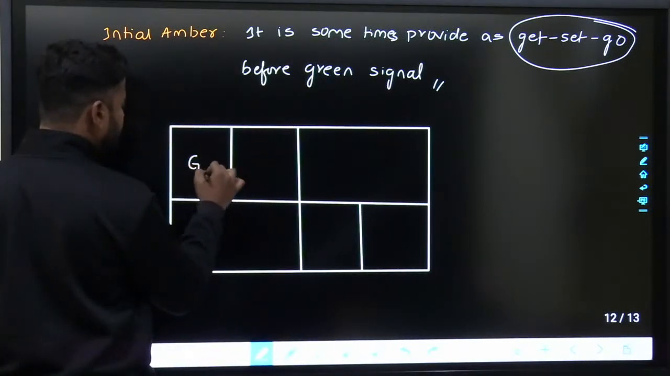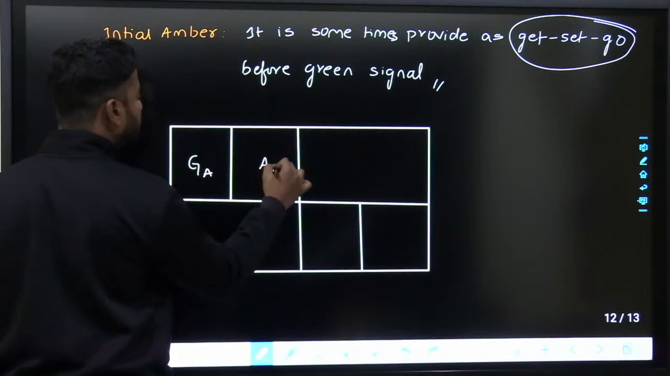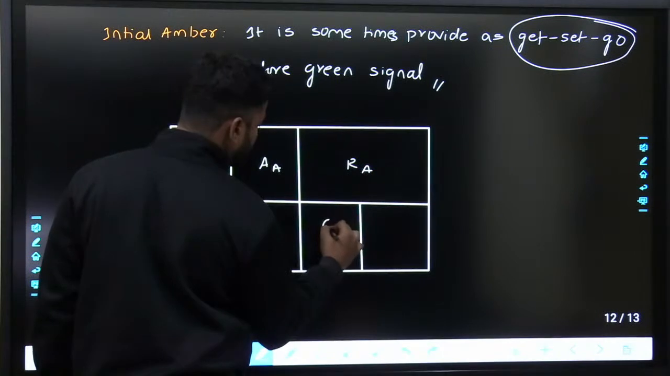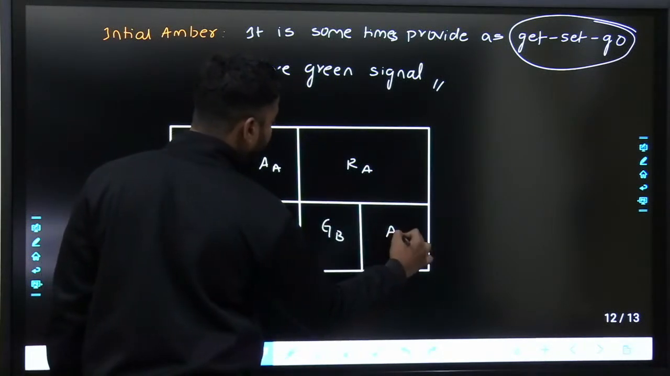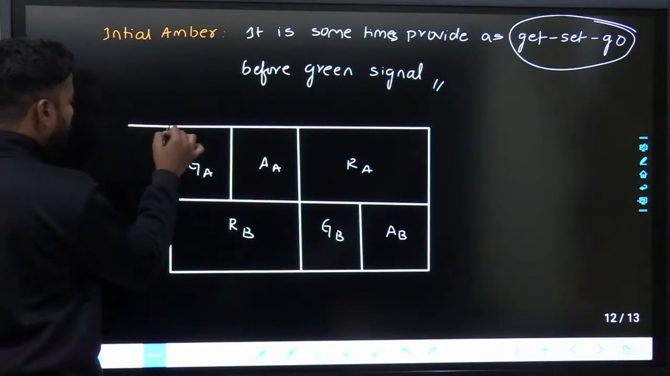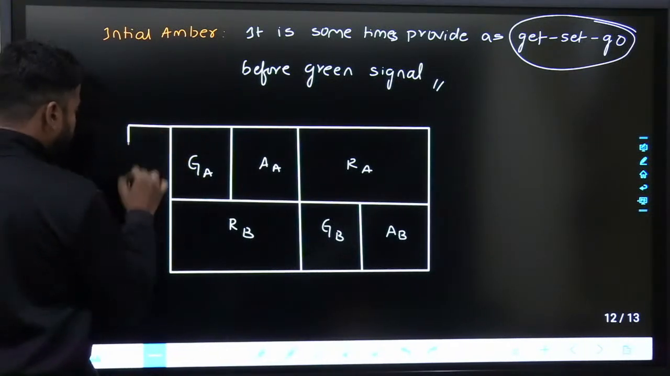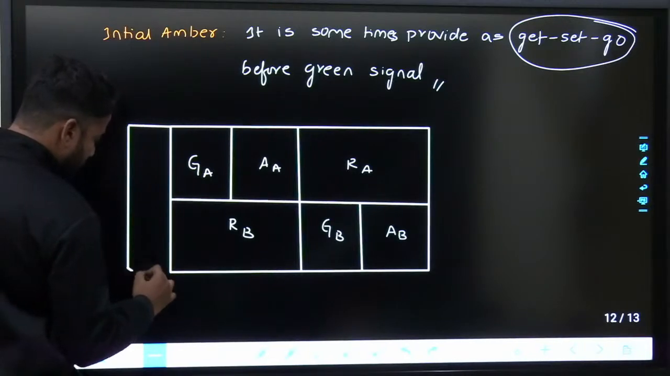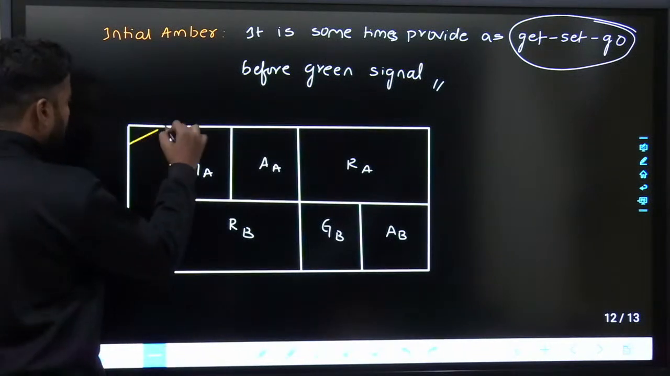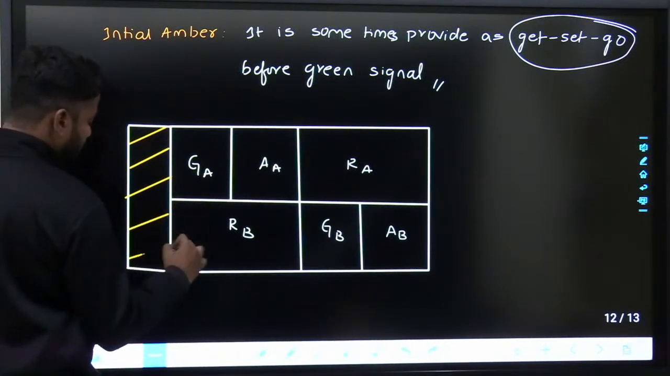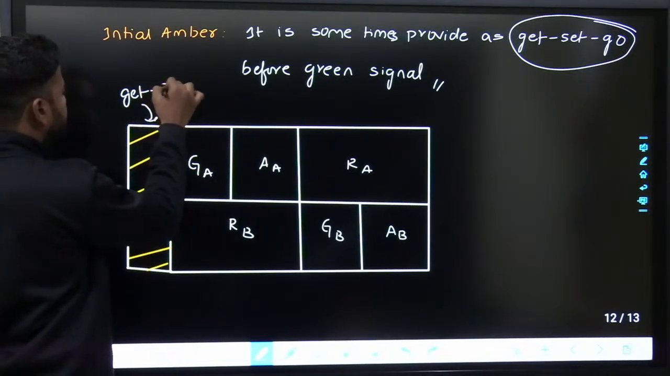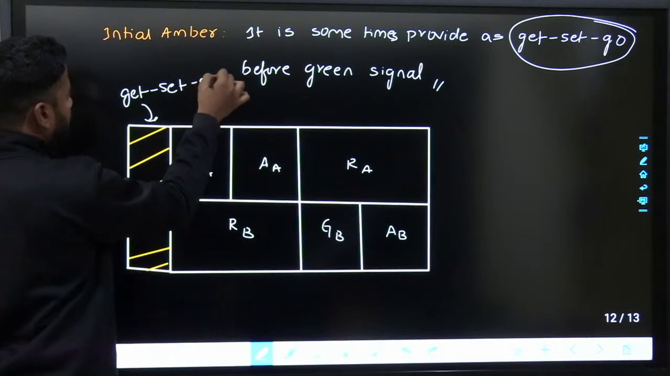if let us say there is green, there is amber, this is red B, this is red A, this is green B, this is amber B. Before green, I'll provide an amber, that is called as initial amber. Initial amber, this is for get, set, go.